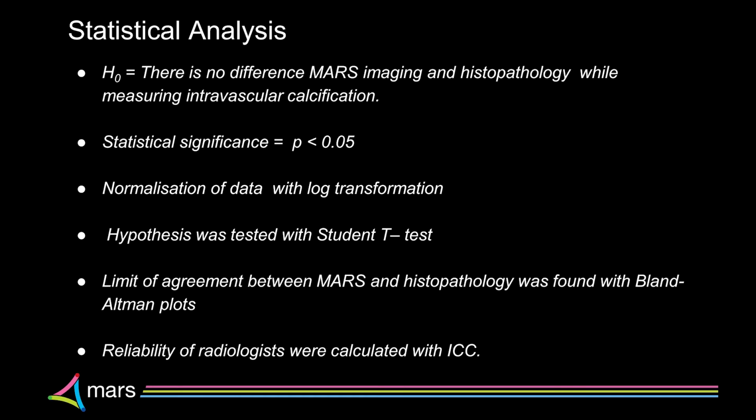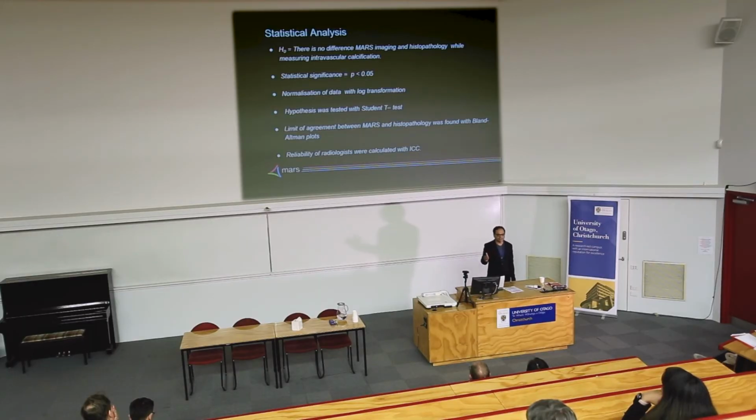This whole study was done with a null hypothesis that there is no difference between MARS and histopathology while measuring intravascular calcification. A p-value of less than 0.05 was set for statistical significance, with a 95% confidence interval. First, the data were normalized with log transformation, and the hypothesis was tested with the Student's t-test. Limit of agreement between MARS and histopathology was found with the Bland-Altman plot. And finally, the reliability of the evaluating radiologists was assessed by intra-class correlation coefficient.